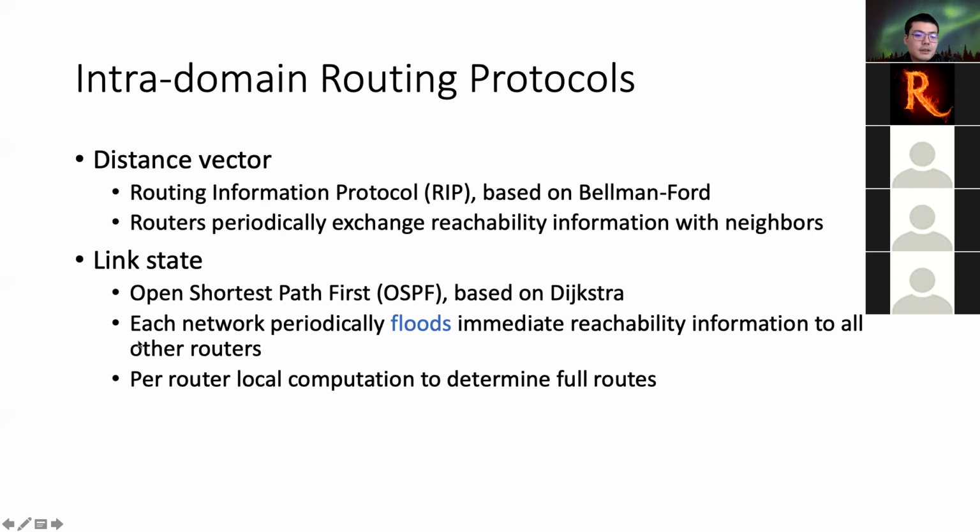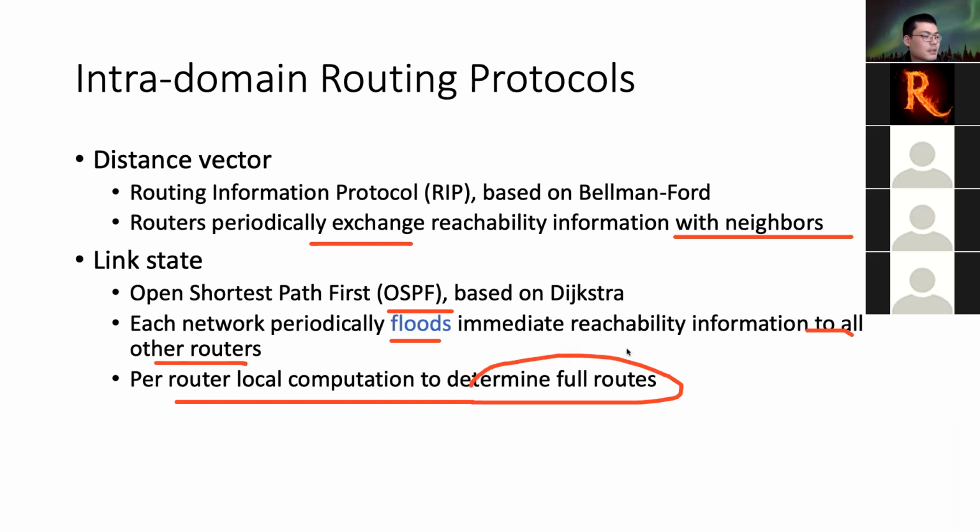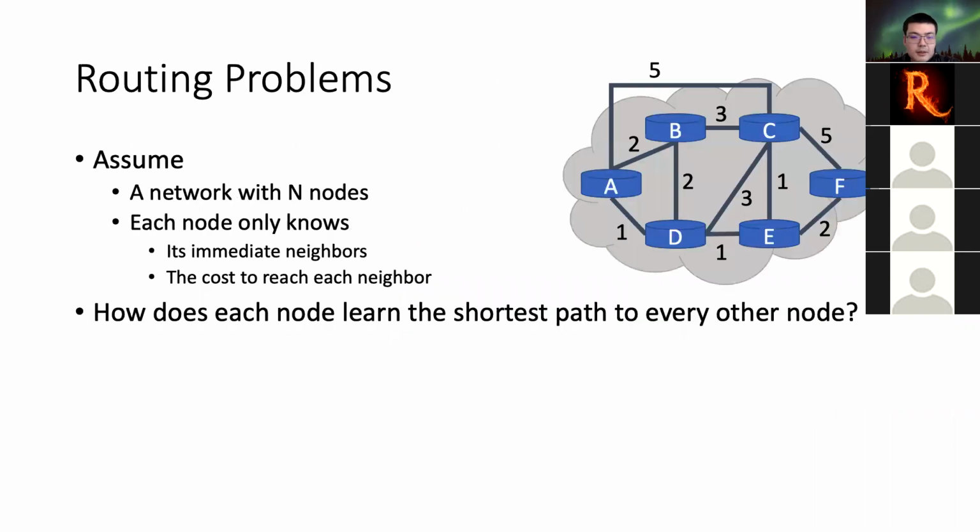So logically, each network periodically floods intermediate reachability information to all routers. Okay, so here, you just communicate. This is very important. Okay, you just exchange with neighbors. Okay, but for OSPF, you will flood to all routers, which means, yeah. So just keep this in mind. I will go to the previous slide to explain. Okay, and per router local computation is needed to determine the flow route. Okay, so what does this mean? Let's go back to the previous slide.